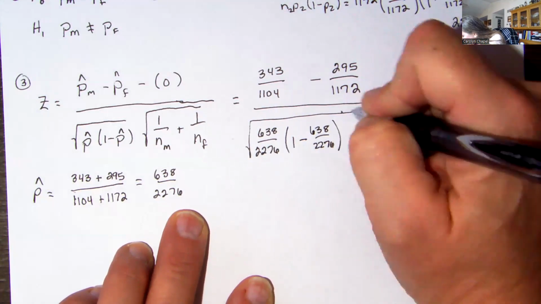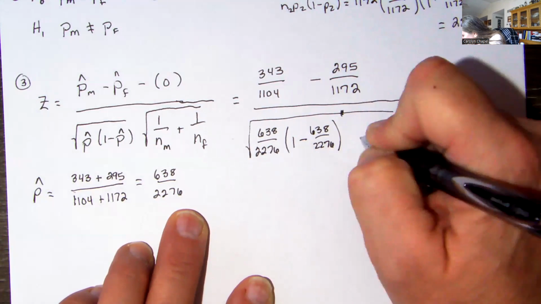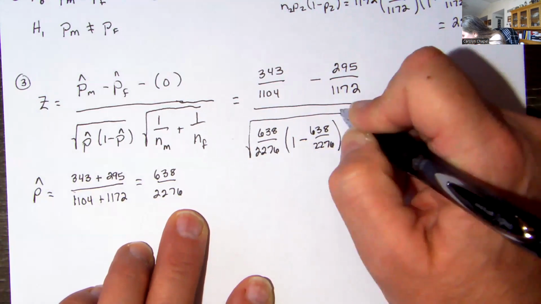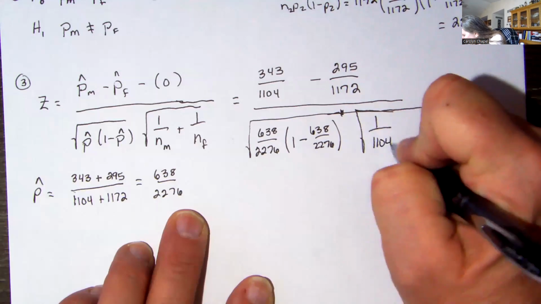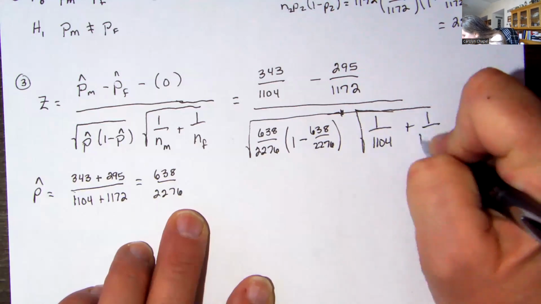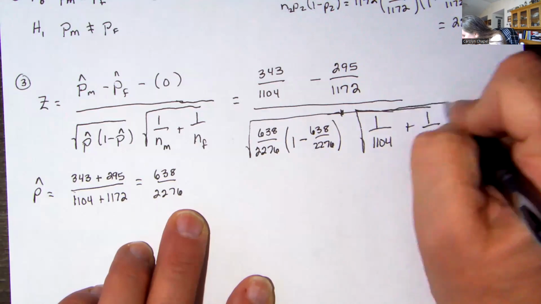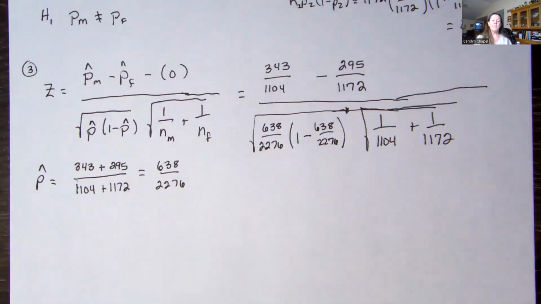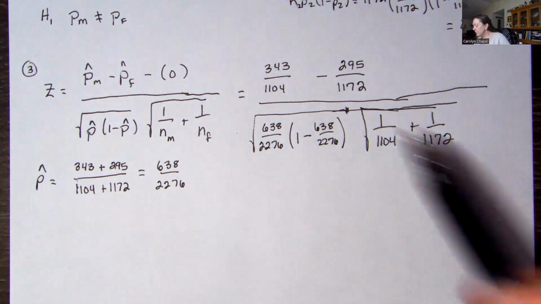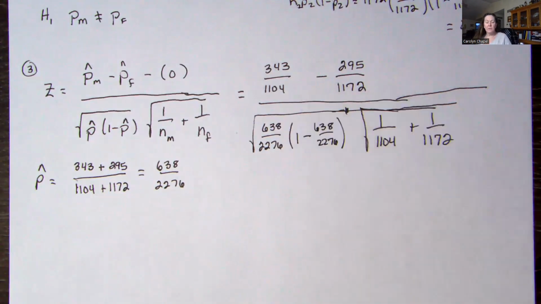We've gone so long here. And then we have a little square root here of 1 over 1104 plus 1 over 1172. All right, so now very carefully, I'm going to do this on my calculator. If you do turn this into decimals, carry a few decimals with you. And I might do that just to make it a little bit easier.